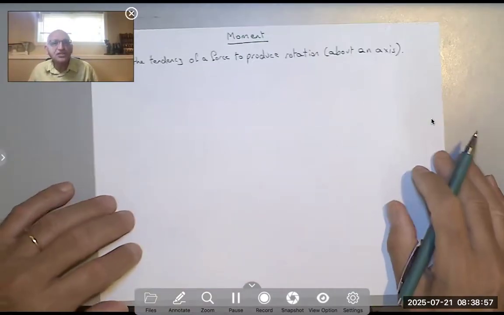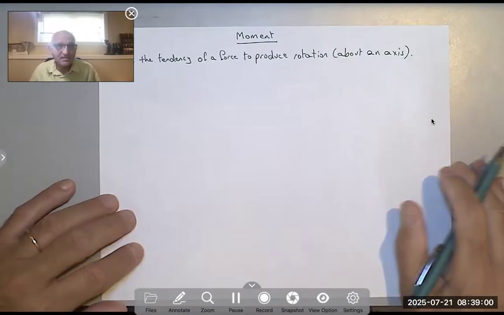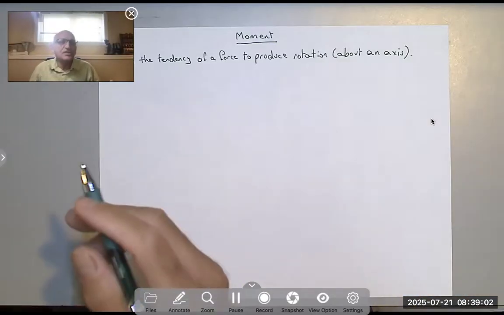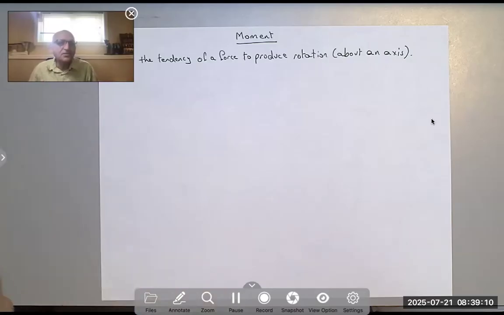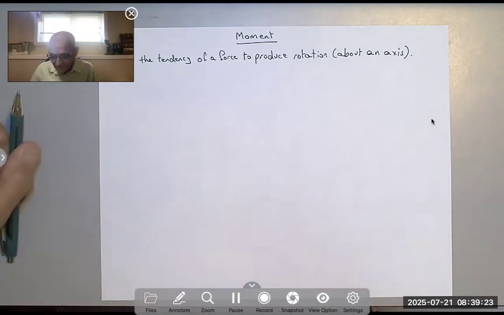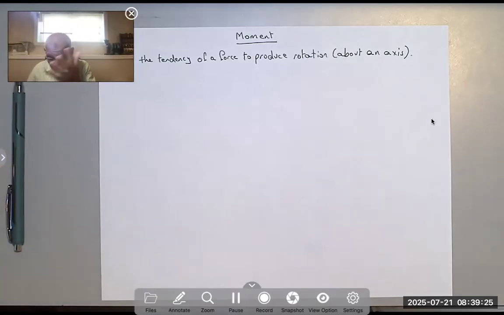Notice that the rotation is always about an axis. Sometimes when we are at 2D or even in 3D, we say, find the moment that the force produces about point O. Really, the moment is not about a point, it's about an axis. But this axis, we are telling you, is passing through point O and perpendicular to the plane that contains the force or the forces.